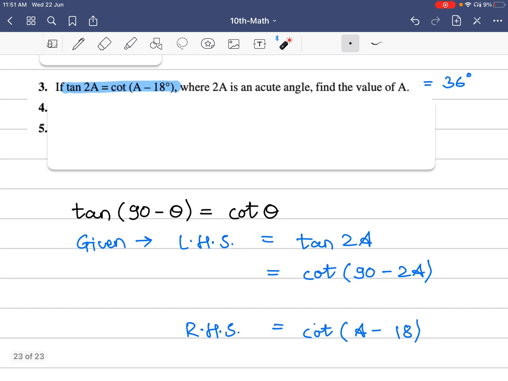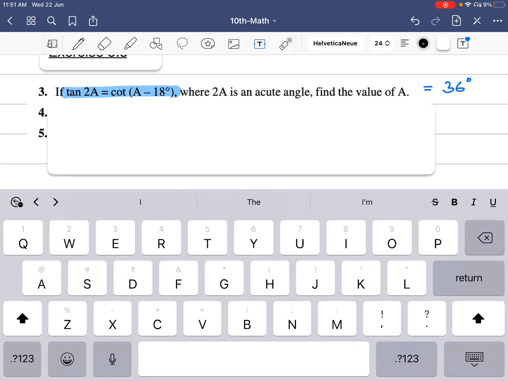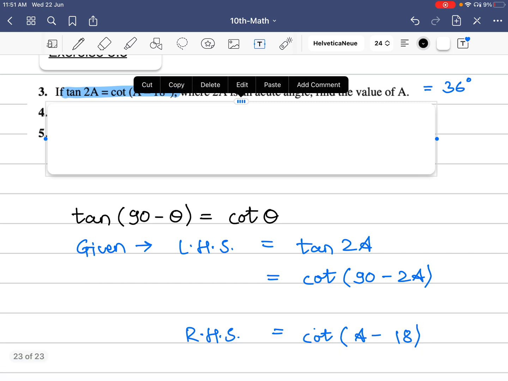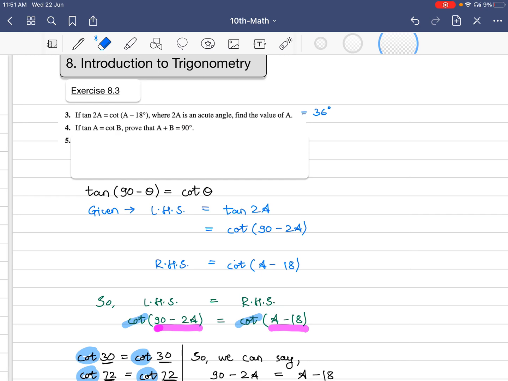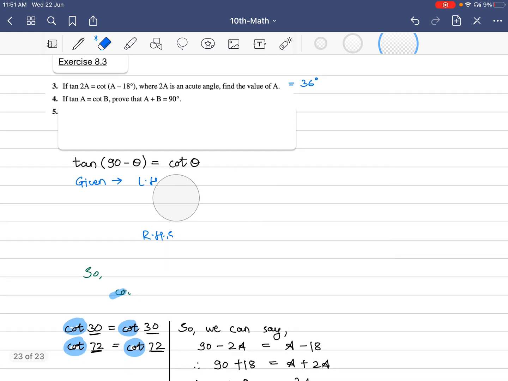Okay, so again in a similar fashion we have the next question which we are going to see. Let's pull this down. Yes. So the question reads, if tan A is equal to cot B, prove that A plus B is equal to 90 degree. Okay, so once again, let's clear this out. We will just need this one.